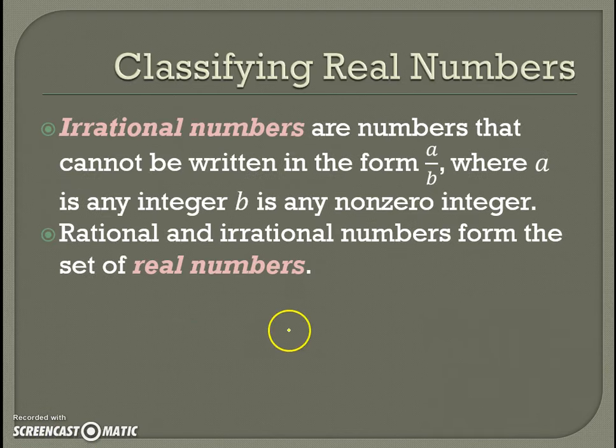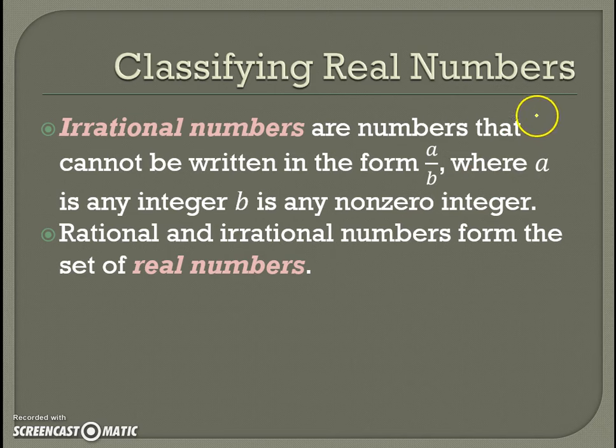All right, I got a couple other vocabulary words, so here you want to pause and make sure you write them down. Irrational numbers are numbers that cannot be written in the form of a fraction, A over B, where A is any integer and B is any non-zero integer. They cannot be written that way.